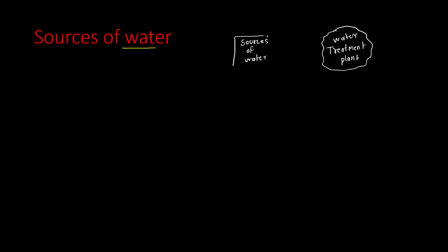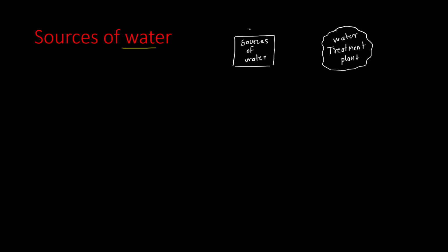Sources of groundwater, or sources of water. Before the water is taken to the main treatment unit, that is the water treatment plant, we have to first collect the water. That is, we have to identify which are the nearest sources of water. Sources of water means where the water is present, that is, from where we can take the water.